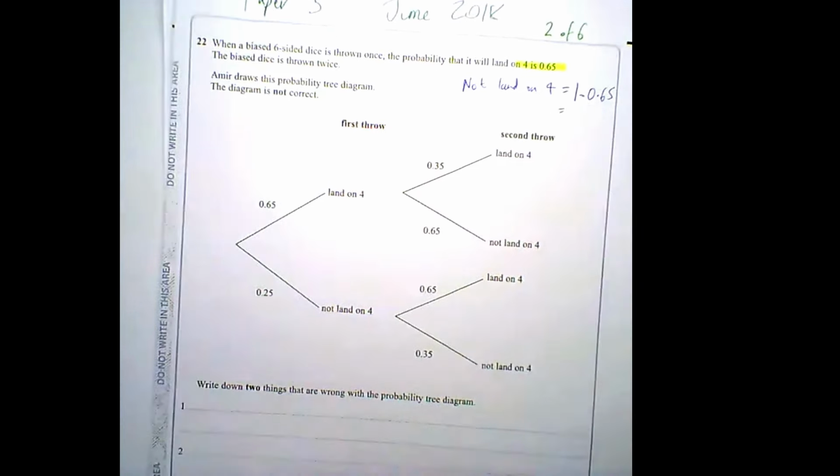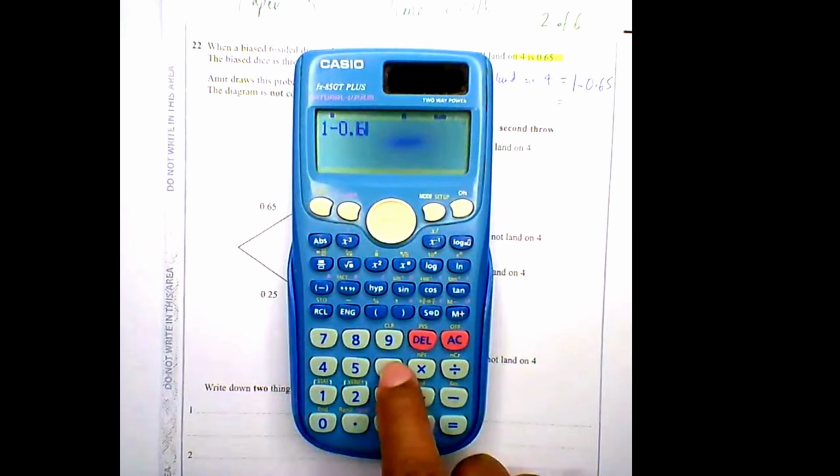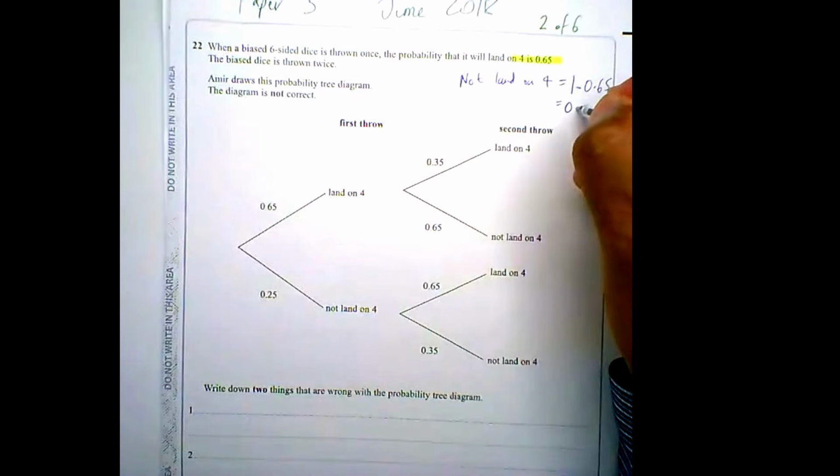Okay, it's a non-calculator paper. It's a paper 3, so it's a calculator paper. I can just get my calculator out and put that into the calculator. 1 take away 0.65 gives me 0.35. So that's my answer here, 0.35.